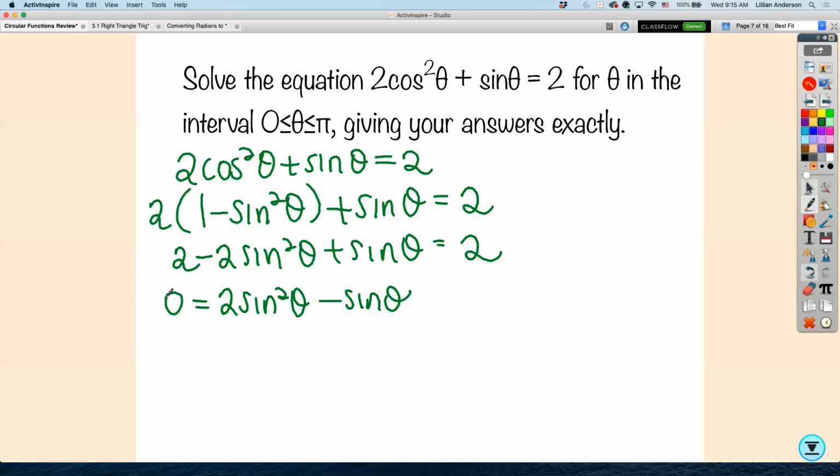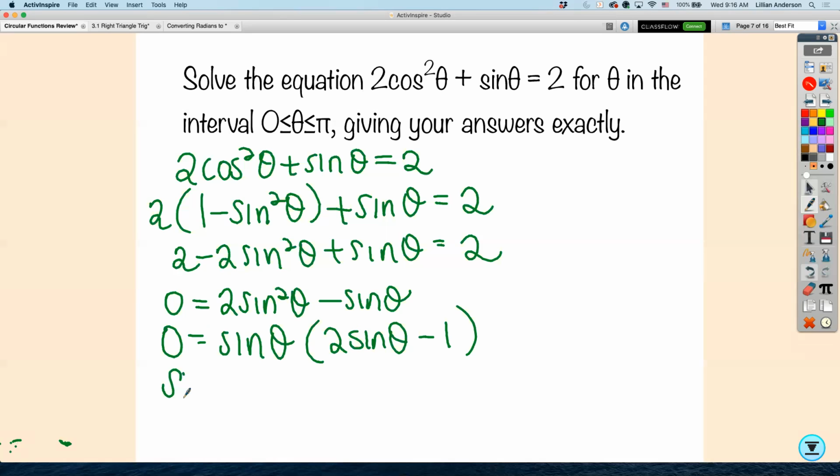What are the different ways to solve a quadratic? Factoring. Thank you. All right, can I factor here? No. Yes. I can factor out a sine theta, your GCF. That'll leave me with the 2 sine theta minus 1. Okay, don't forget GCF factoring before you do the X method. Then I want to set both of my factors equal to 0.